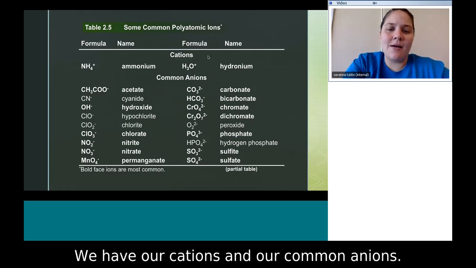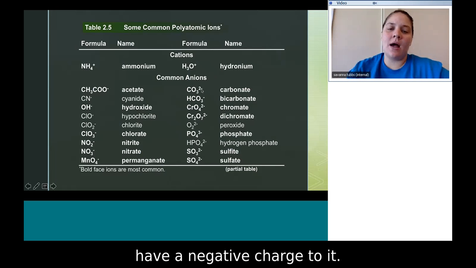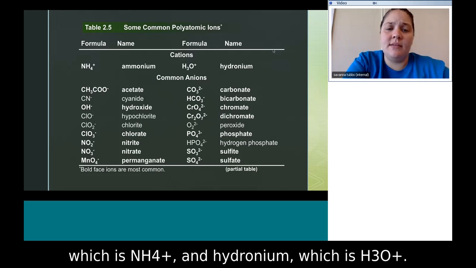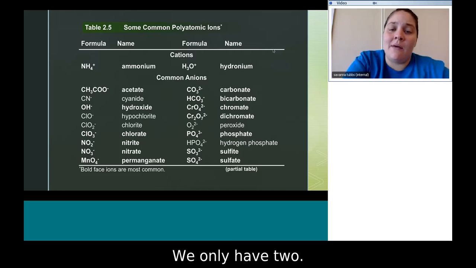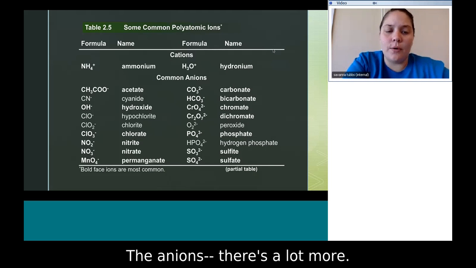We have our cations and our common anions. Remember, a cation is going to have that plus charge, while the anions will have a negative charge. The cations that we'll have to know are ammonium, which is NH4+, and hydronium, which is H3O+. So pretty easy, we only have two. Hopefully it won't be too hard to remember those. The anions, there's a lot more.